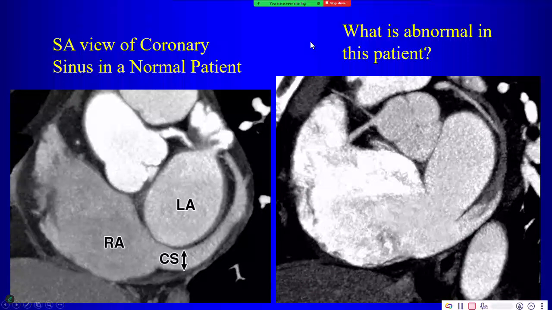All right? Now, this is a patient looking at a short-axis view of the coronary sinus right here. Normal patient. Here's the abnormal patient. What's wrong with the coronary sinus? Unroofed, right. So this portion of the coronary sinus is missing. So the unroofed coronary sinus is also associated with what here?